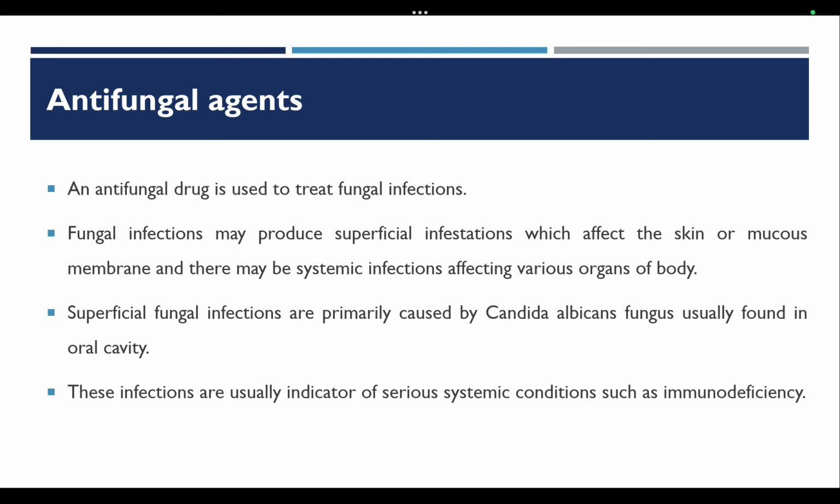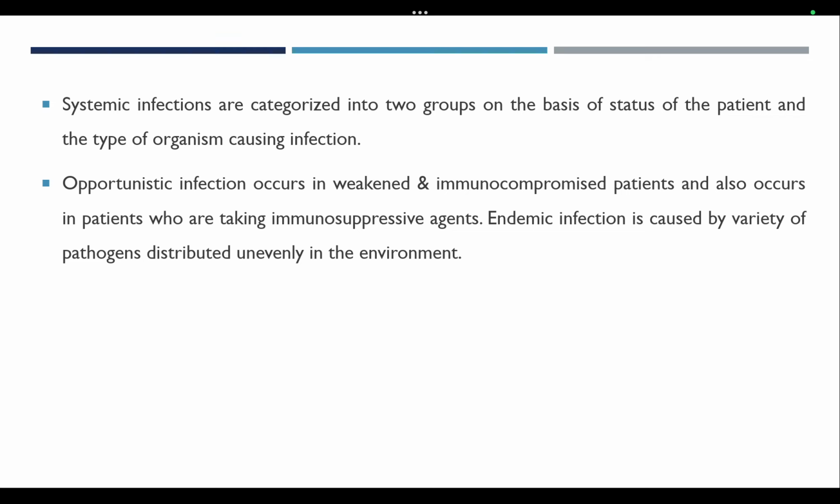We discussed fungal infections in the lecture on candidosis, which can be caused by local or systemic factors and so on. Fungal infection is commonly associated with immunodeficiency or patients taking immunosuppressive drugs. And the most common fungal infection in the oral cavity is caused by Candida albicans.